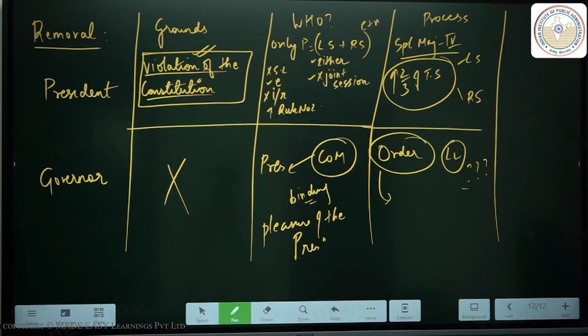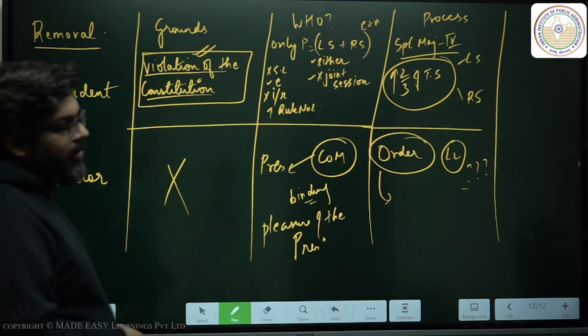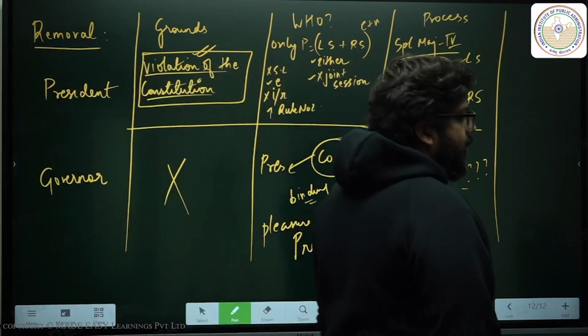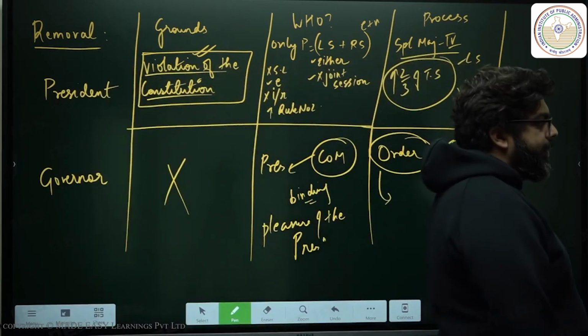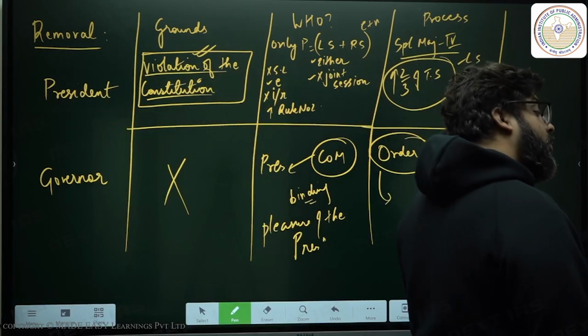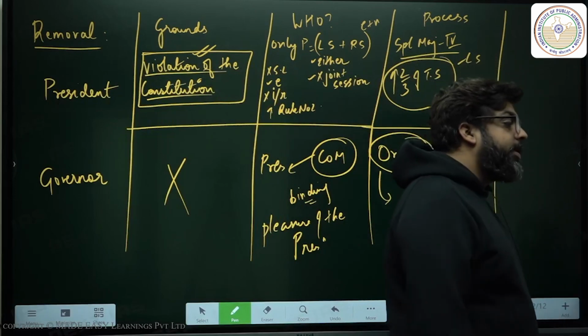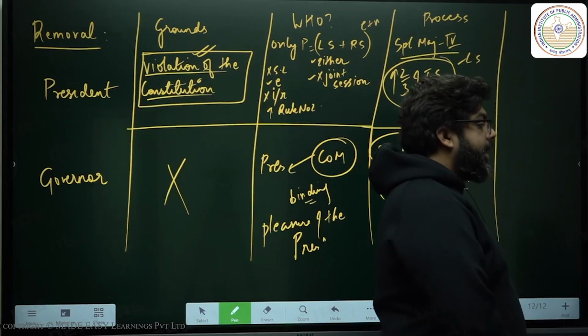Okay. All right. I'm going to discuss the ordinance and the veto powers of the president tomorrow. And tomorrow is going to be a longer class. We'll finish president and governor from layer 2 also.